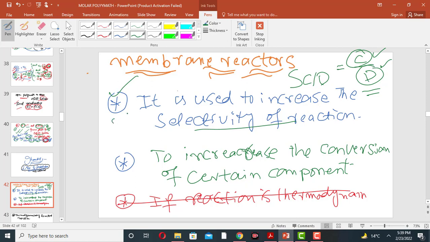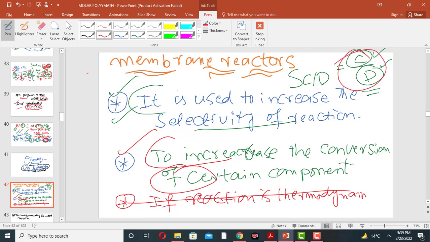So it is used to increase the selectivity of the reaction, or the selectivity of certain components which is our product. The other important point here is that a membrane reactor is used to increase the conversion of certain components. So it is used to increase the conversion of certain components, right?